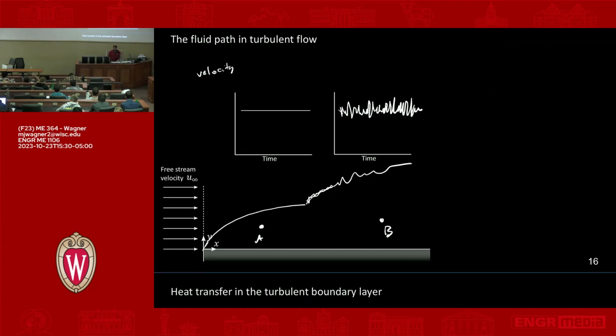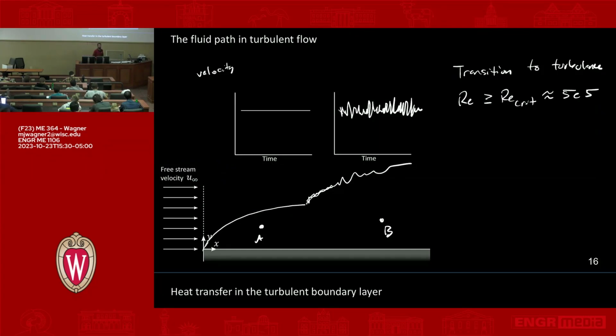Okay, so let's see, some summary for this. Transition to turbulence occurs at Reynolds greater than or equal to the Reynolds critical, which is approximately 5 times 10 to the fifth. So for an external flat plate, if you compute the Reynolds number and it's above 5 times 10 to the fifth, you can safely assume it's turbulent. Anything below that, it's still laminar.